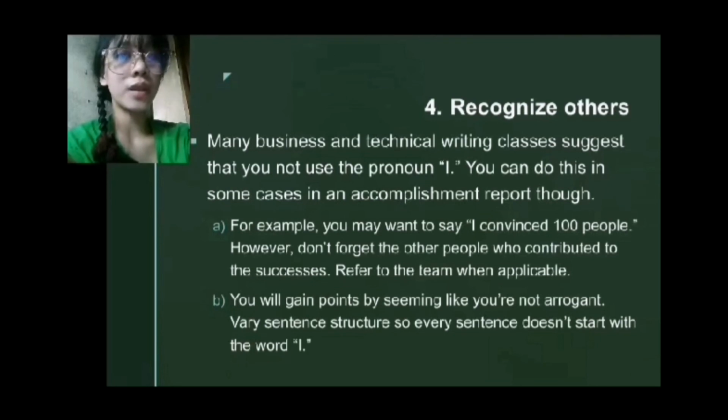So instead of the pronoun I, we can use we. Since you are not the only one doing the project, instead of saying I convinced 100 people, we should use we. Example, we convinced 100 people, or our team convinced 100 people.